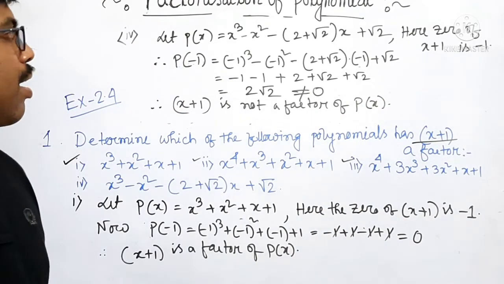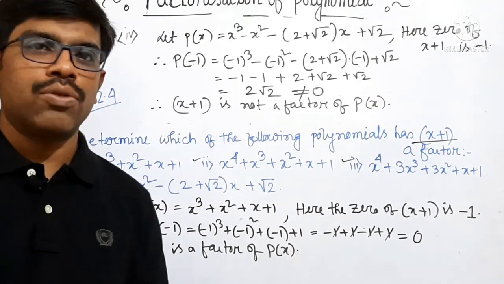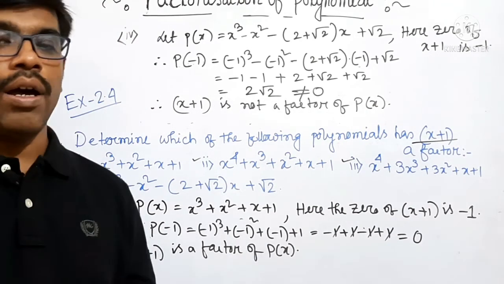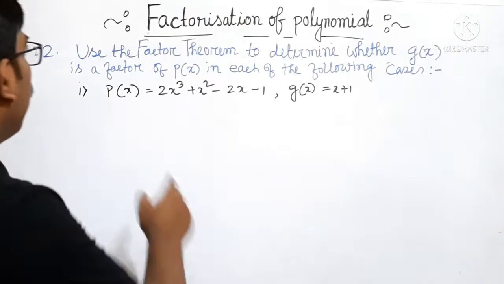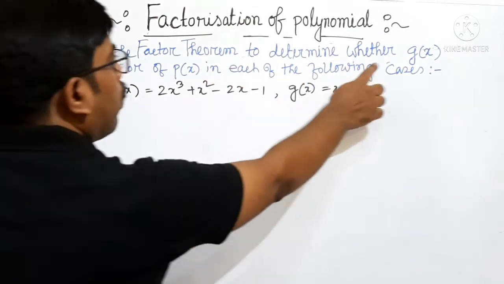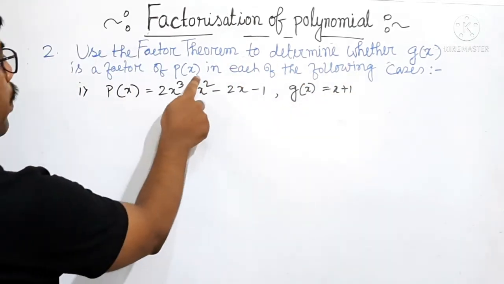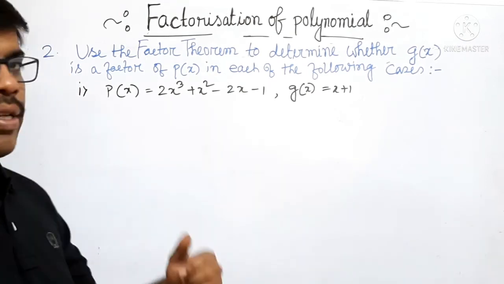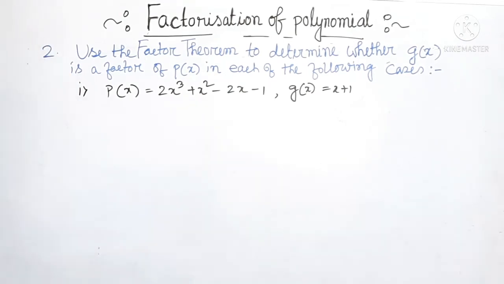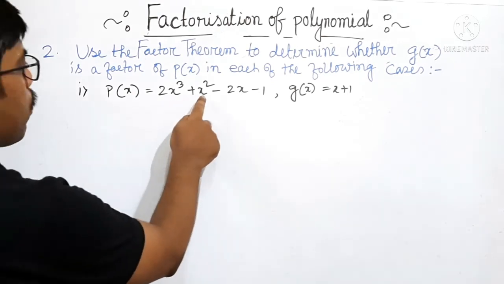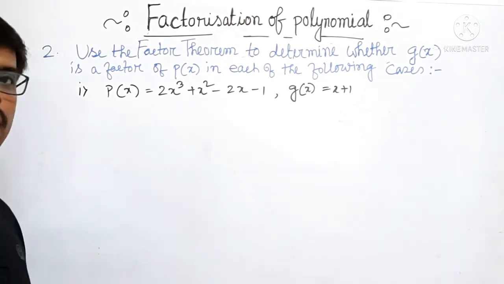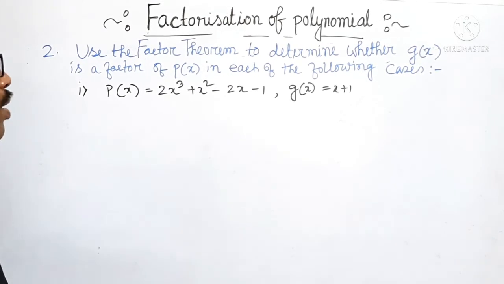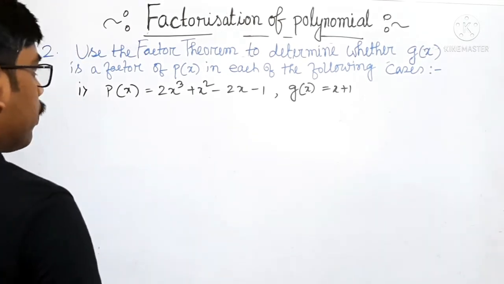Okay? I think the problems are not too difficult. I think you have understood very well. Now I will do problem number 2. Use the factor theorem to determine whether g(x) is a factor of p(x) in each of the following cases. Okay, there are some problems. At first I will do problem number 1. And here p(x) is equal to 2x cubed plus x squared minus 2x minus 1, and g(x) is equal to x plus 1.